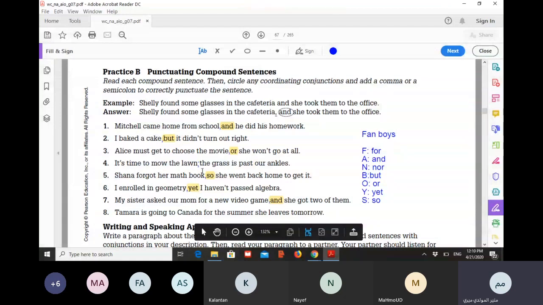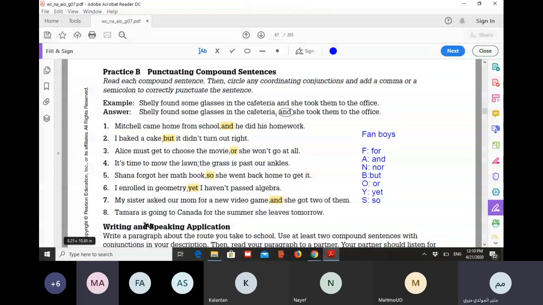So here you can see the word for, but it is not a coordinating conjunction at all. It is a preposition because it shows a location or a position of something else, okay? It does not have anything to do with the coordinating conjunction. So the last one now, before we go back to page 61, we have: Tamara is going to Canada for the summer. She leaves tomorrow.